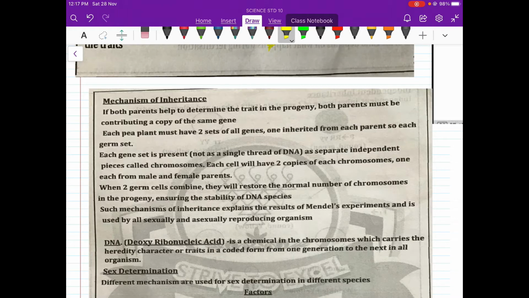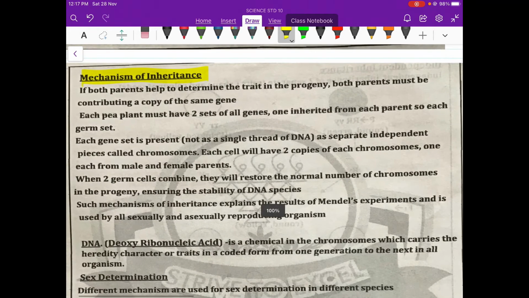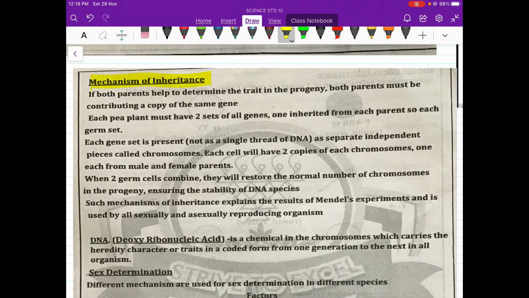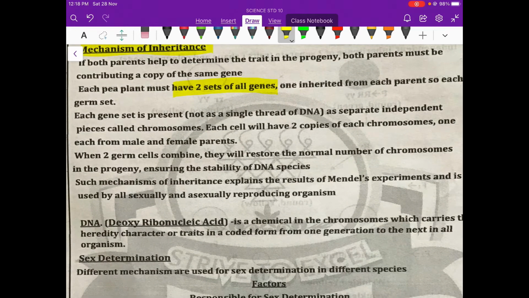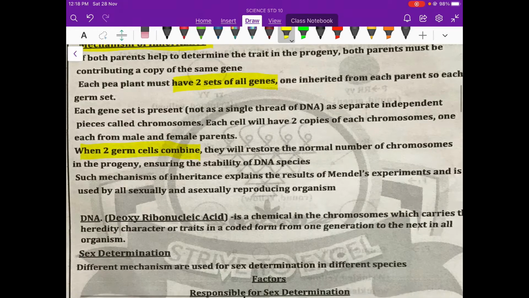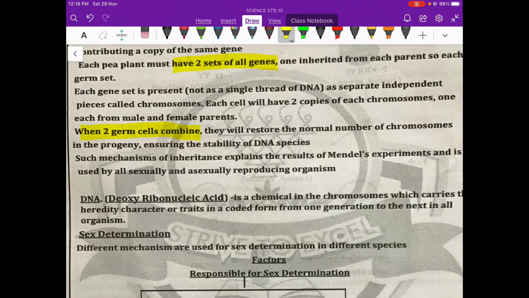Now, what is the mechanism of inheritance? Mechanism of inheritance means both the parents have two sets of chromosomes which they transfer to the offspring, and these will have all the genes. When two germ cells combine, and germ cells combine only in case of sexual reproduction, they restore the normal number of chromosomes. This is how we ensure the stability of the DNA.